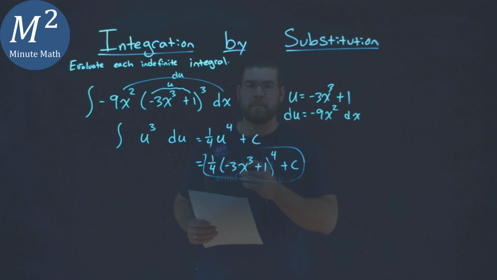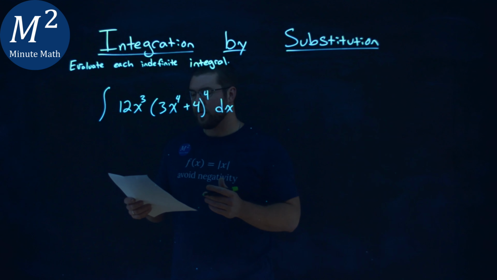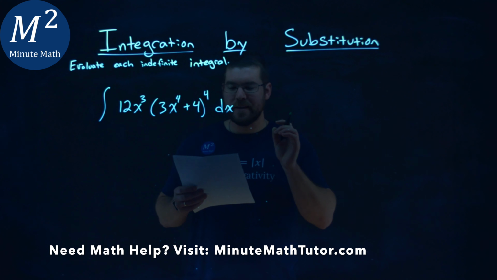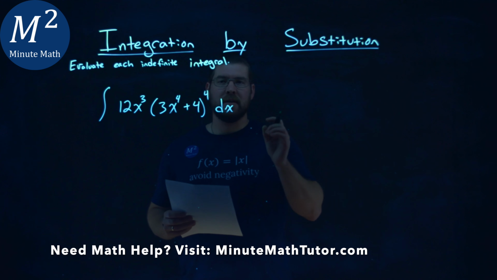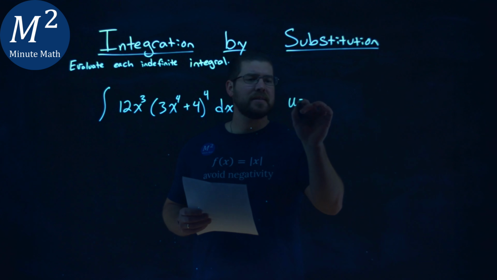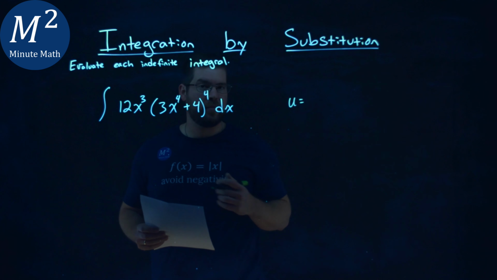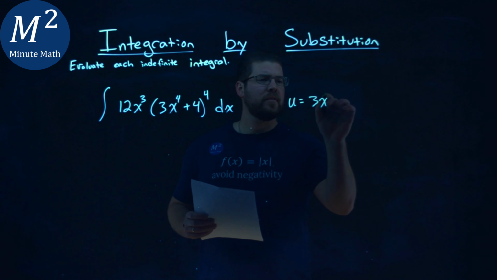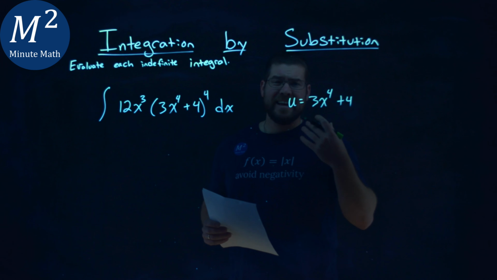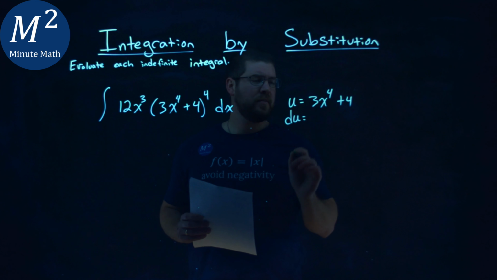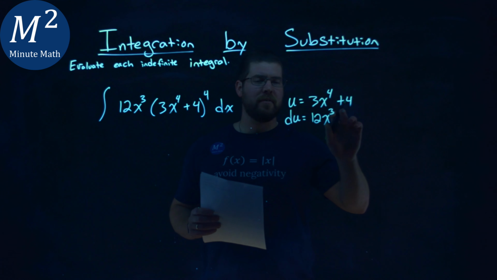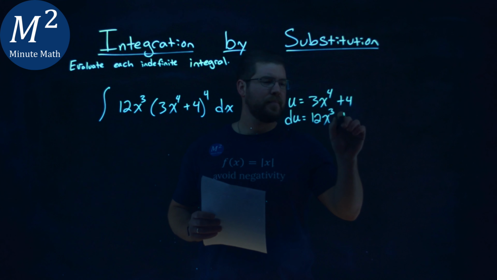We're given this problem right here, the integral of 12x to the 3rd power times 3x to the 4th plus 4 to the 4th power dx, and we have to evaluate this indefinite integral. First thing I want to do is find a u value, and my gut tells me the u value is going to be what's inside the parenthesis, so let's try that. 3x to the 4th plus 4, if we set that as u, we need to find a du value. So du is equal to, power rule, 4 times 3 is 12, x to the 3rd power, derivative of plus 4 is 0, don't worry about it, and we have a dx.